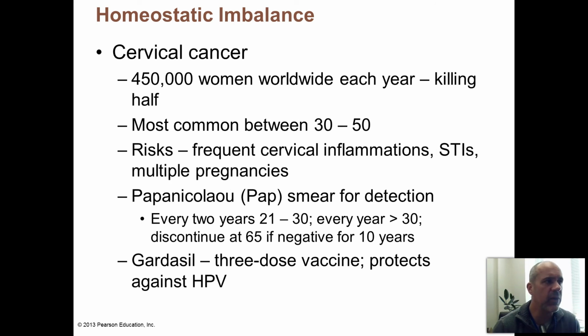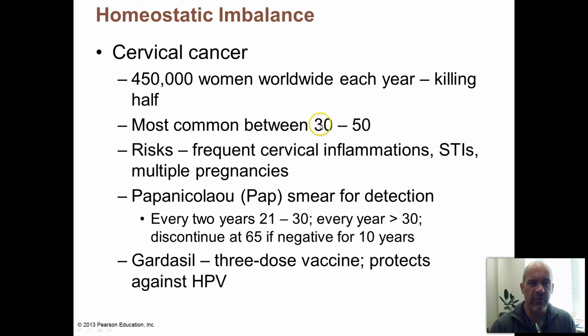Homeostatic imbalance of the uterus, an important one is cervical cancer. So we hear about this quite a bit. 450,000 women develop cervical cancer each year, and it kills about half of them. So this is a big-time health concern for females. Most common between the ages of 30 and 50. What puts you at a higher risk? Frequent cervical inflammations, STIs, that's another abbreviation for STD, that stands for sexually transmitted infection. Actually, multiple pregnancies increase your risk for cervical cancer as well.